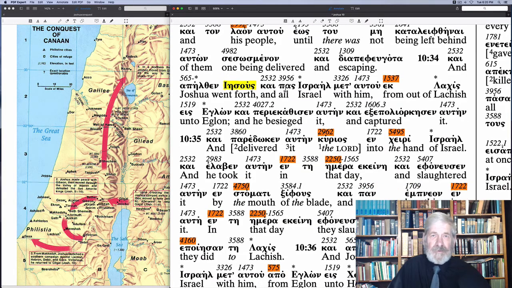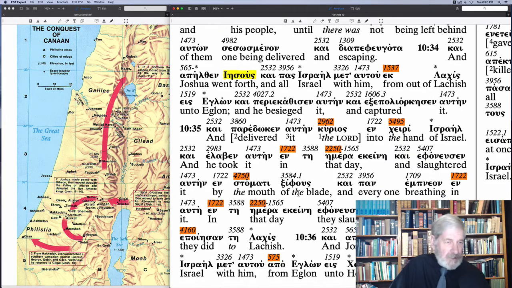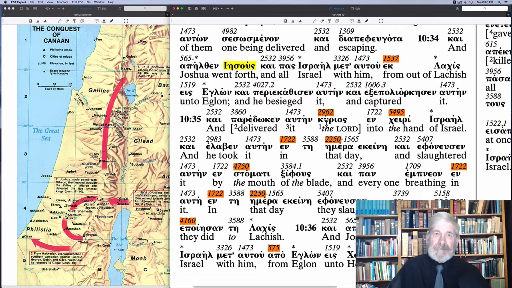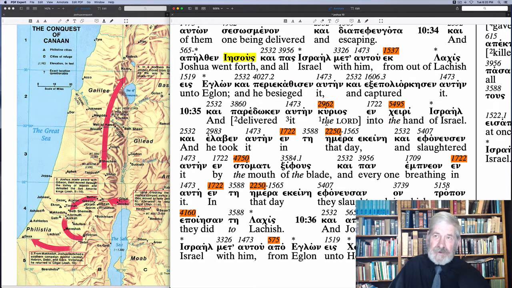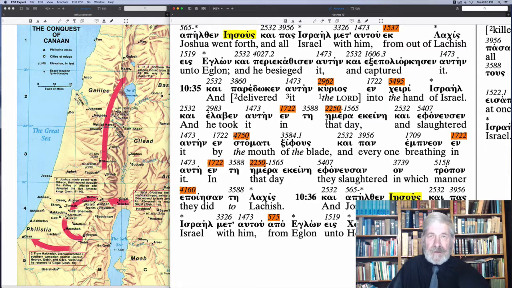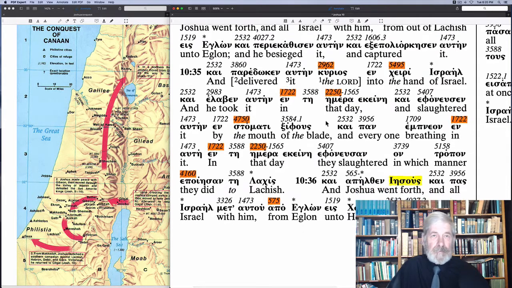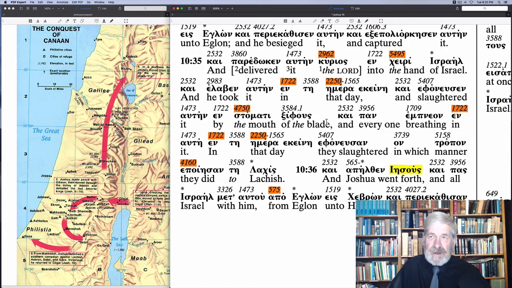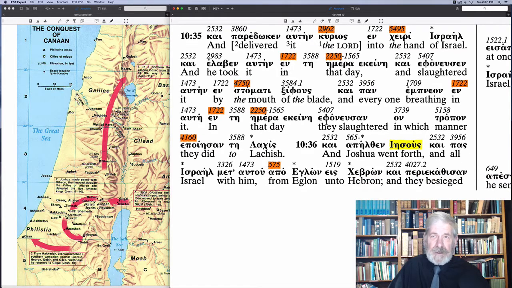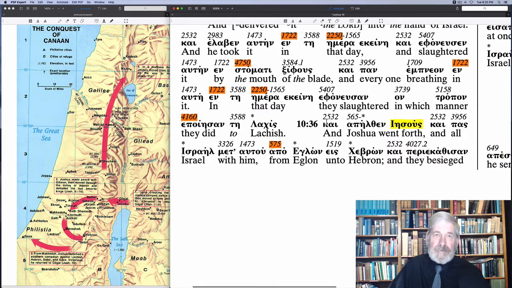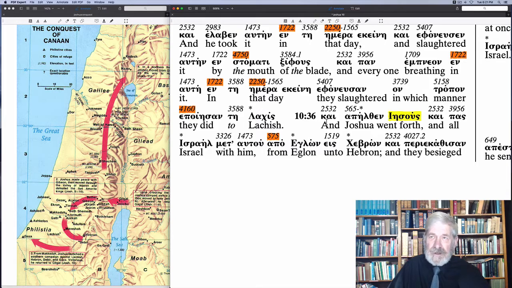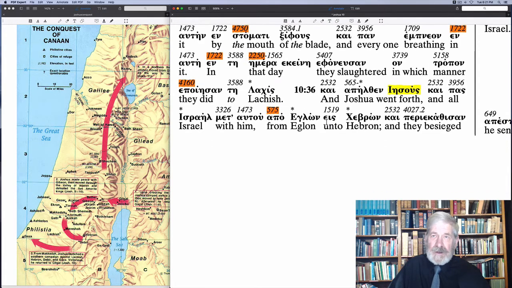And Joshua went forth, and all Israel with him, from out of Lachish unto Eglon. There's Lachish, but I don't see an Eglon. And he besieged it, captured it, and the Lord delivered it into the hand of Israel. And he took it in that day, and slaughtered it by the mouth of the blade, and everyone breathing in it. In that day they slaughtered, in which manner they did to Lachish.